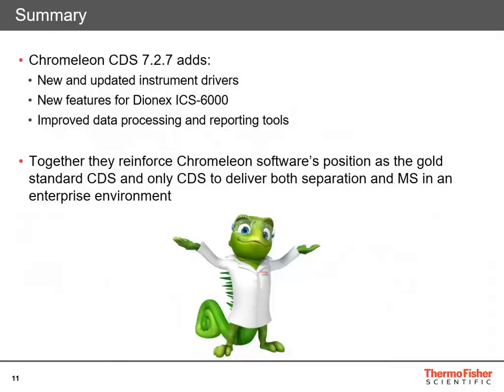So that's it. In short, Chromeleon CDS 7.2.7 adds some new and updated instrument drivers, mainly the ICS 6000. A lot of new features specifically for the ICS 6000 and that nice app that you have for control of the system. And it has some new improved data processing and reporting tools. Together they reinforce Chromeleon's position as the gold standard CDS, and it still is the only CDS to deliver both separation and MS in the enterprise environment.